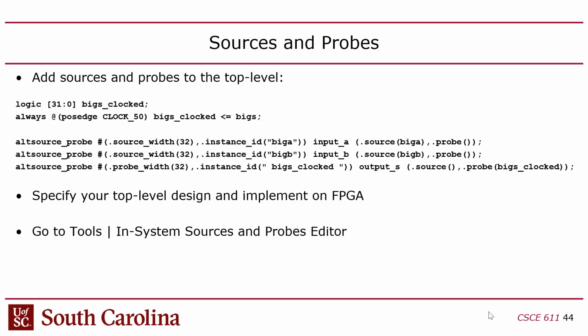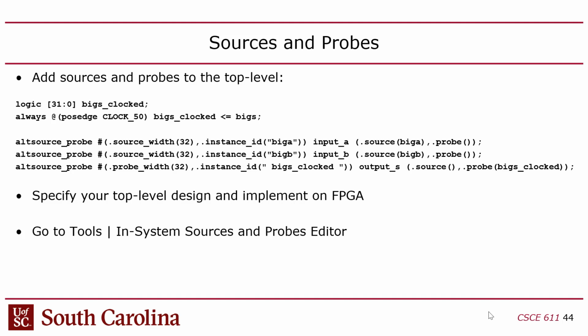It looks a little confusing here, but really all you do is give it a name and then you connect the inputs and outputs. And you don't have to use both. You can just use the inputs or the outputs. And once you've got those in there, you can go into the sources and probes editor in Quartus and be able to send and receive data from your design when it's on the FPGA.